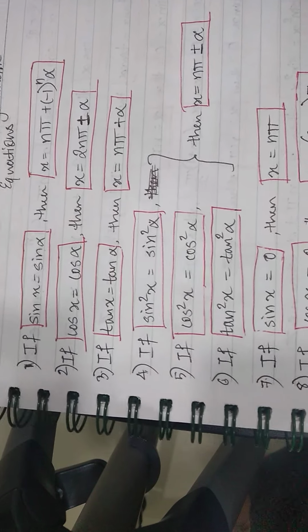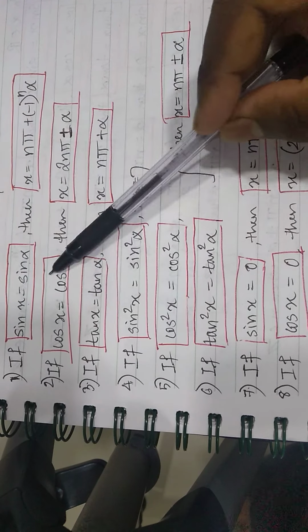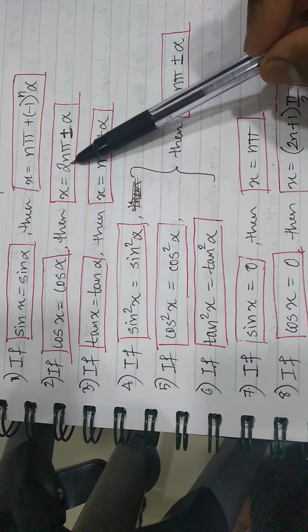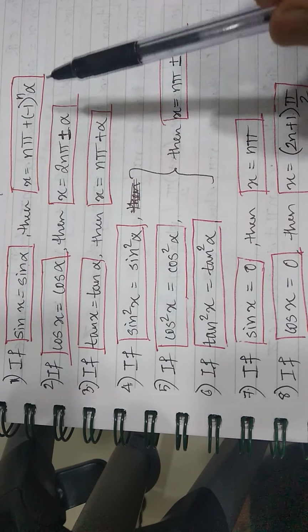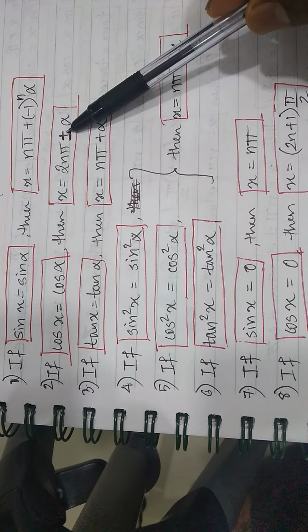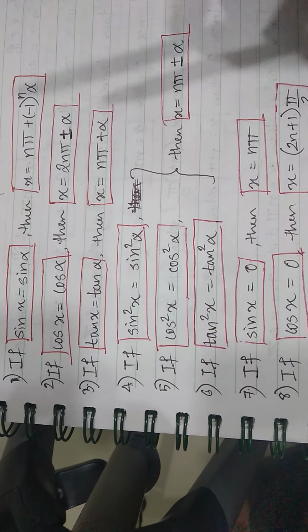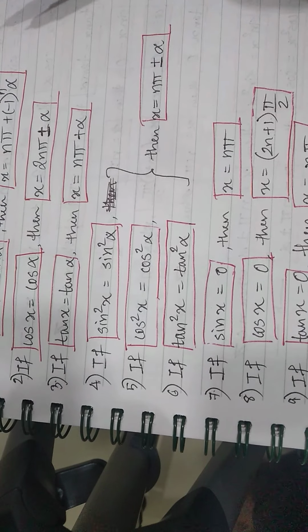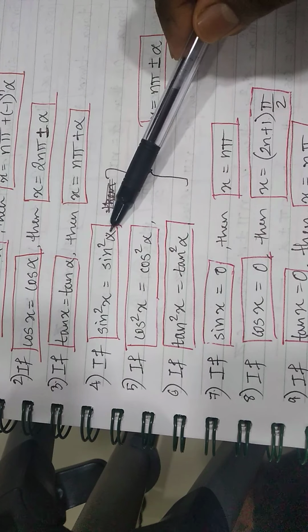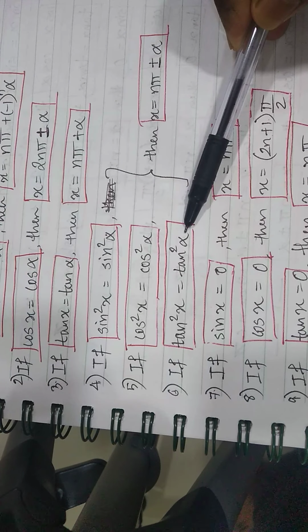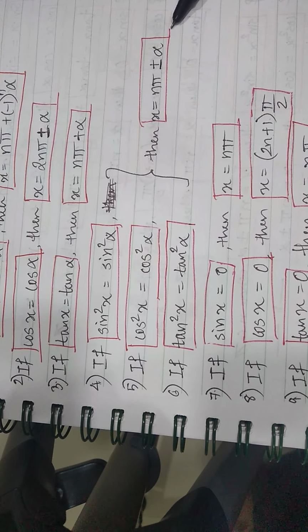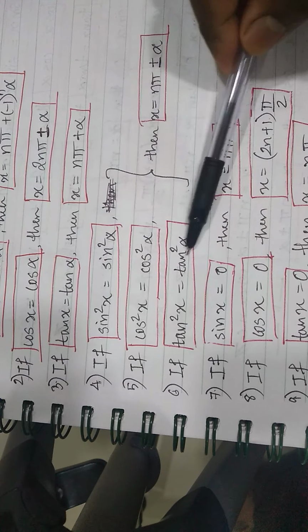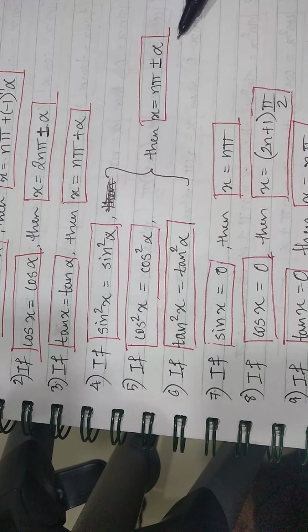In these formulae for sine and cos, they are pretty much the same. The only thing is you have an integral multiple. This is an even multiple of pi. That's one way to remember. And for cos you have plus or minus, for tan you have plus. Now for sine square x equal to sine square alpha, cos square x equal to cos square alpha, tan square x equal to tan square alpha, they have the same solution, which is x equal to n pi plus or minus alpha. So this I don't think will be much of a problem for you to remember.